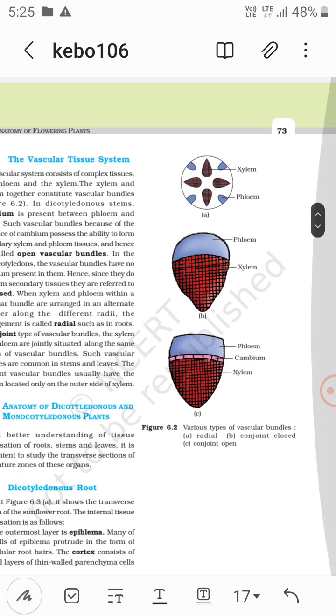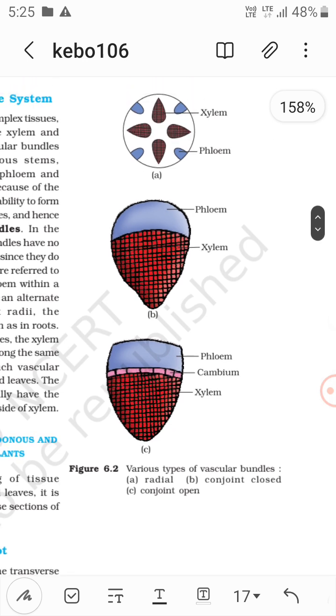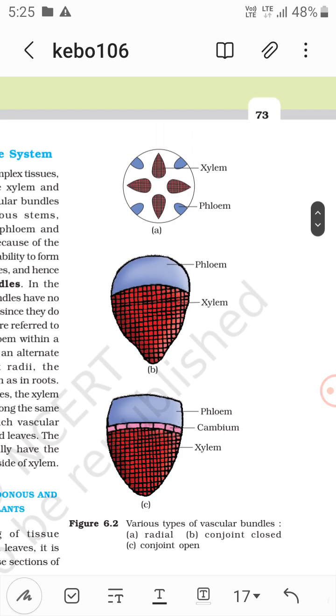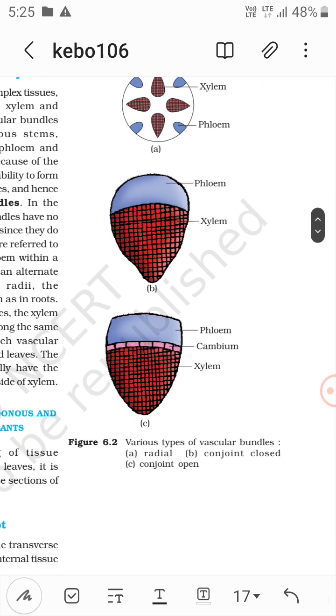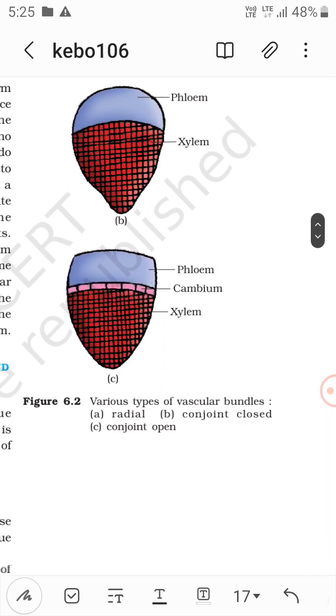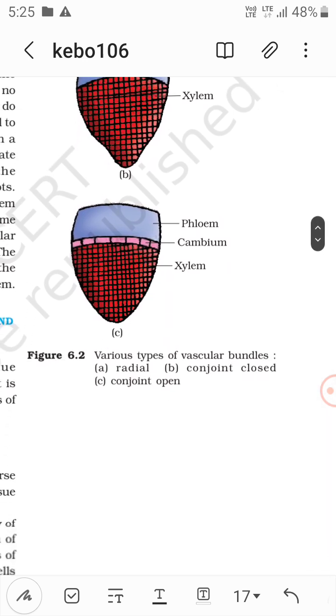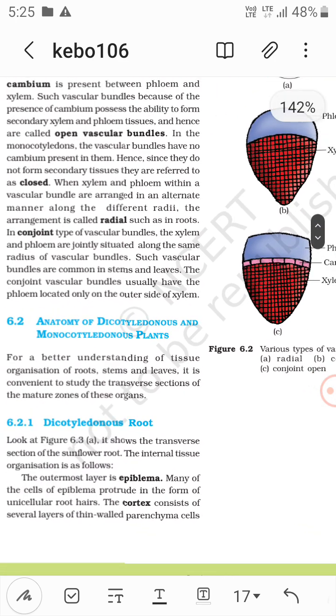So, various types of vascular bundles, as you see: first, the radial, where xylem and phloem are at alternate radii. Then second is the conjoint closed, which is for monocots. Like in dicots, there is cambium between phloem and xylem, open for secondary growth. This is the open vascular bundle.